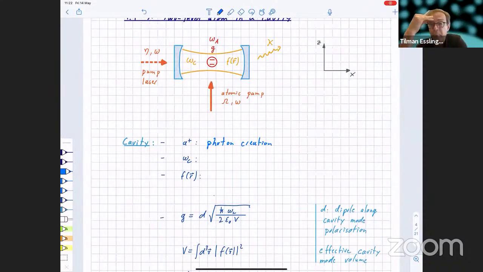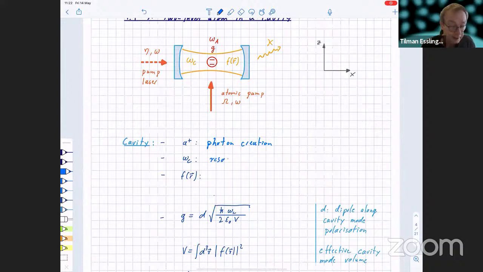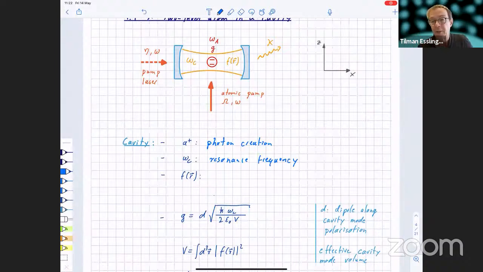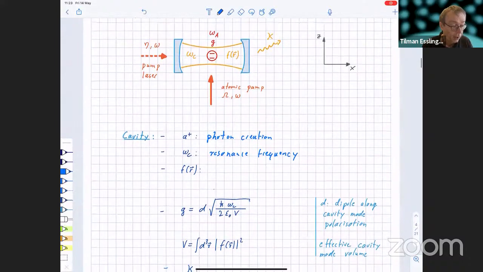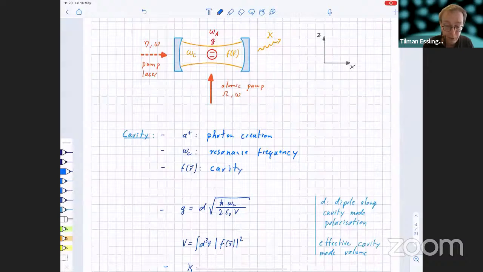And maybe it's also important to realize that even if there is no field in the cavity, the vacuum still has the mode structure which is determined by the cavity mirrors. And then here omega c, that is the resonance frequency of the cavity. Of course, the cavity has several resonance frequencies. So they are, in our case, fairly far apart. But what we mean here is the relevant resonance of the cavity. And that will be omega c. And we assume that the other resonances are not playing a role. Okay, and f of r, as I said, that is the cavity mode function.